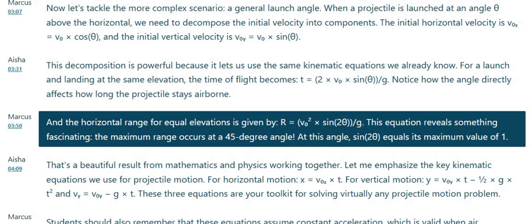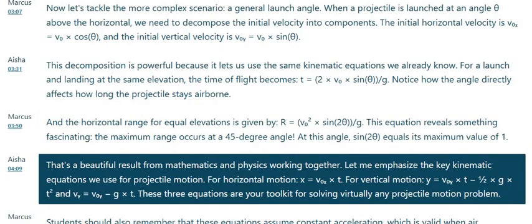The maximum range occurs at a 45-degree angle. At this angle, sine 2 theta equals its maximum value of 1. That's a beautiful result from mathematics and physics working together.